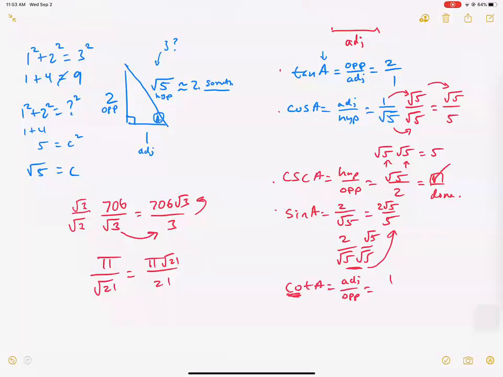And that's going to be 1 over 2. And then we have sine, cosine, tangent. We have secant. It's going to be hypotenuse over adjacent, which is square root of 5 over 1.